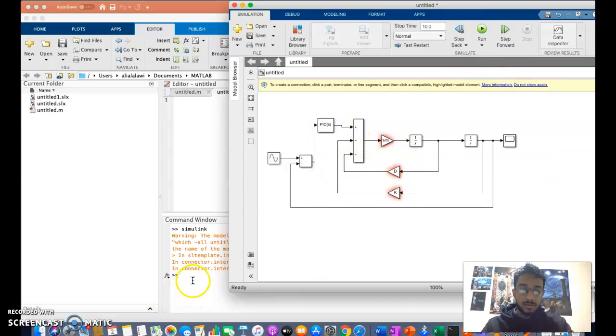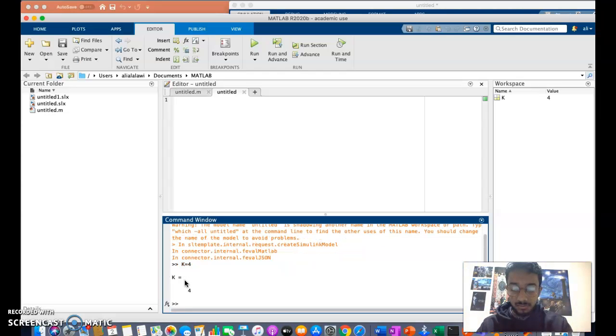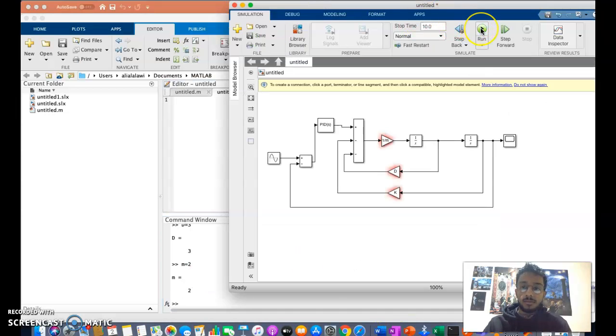So we will set our values for our M, D, and K. Let them be anything. So for K, 5 or 4, it doesn't matter. And for D, let it be 3. For M, let it be 2. We will run it.